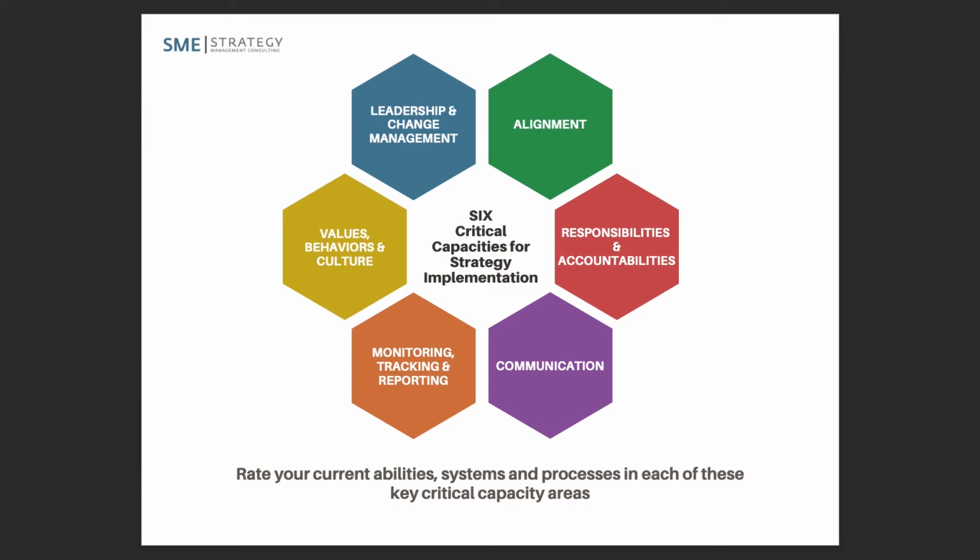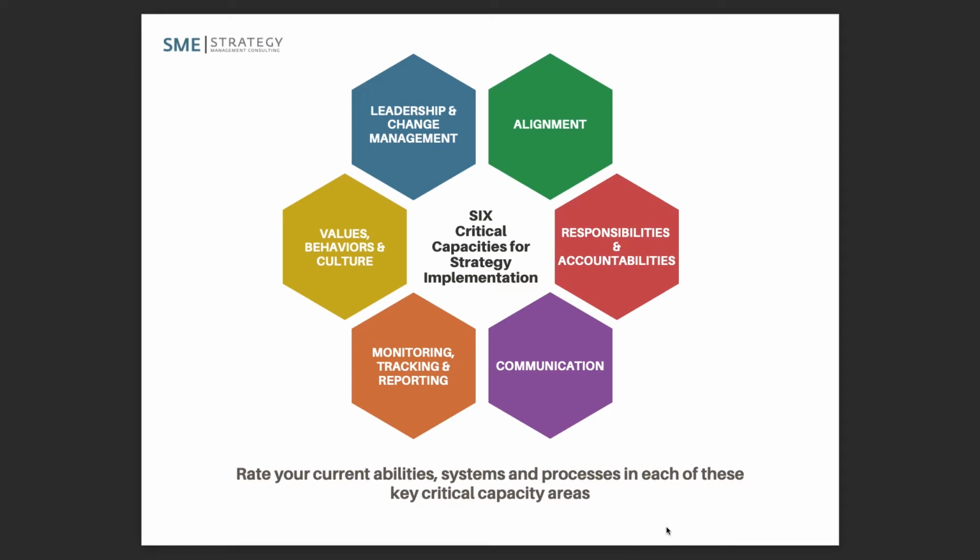Once you get alignment with your team and you create your strategic plan, the next step is to be able to move it forward and develop the skills and capabilities internally to successfully accomplish your plan. Today, I want to talk to you about the 6 critical capacities that we've found for successful strategy implementation.